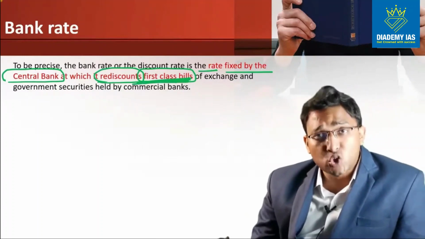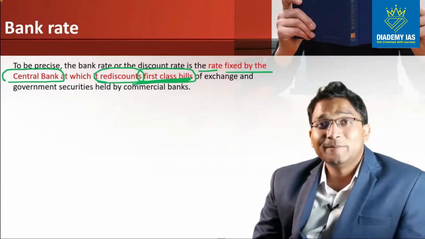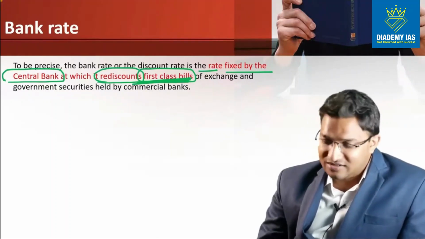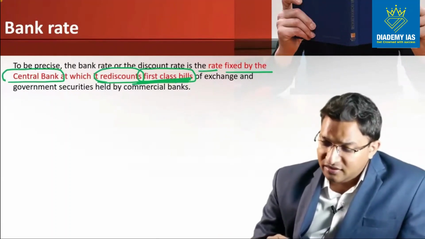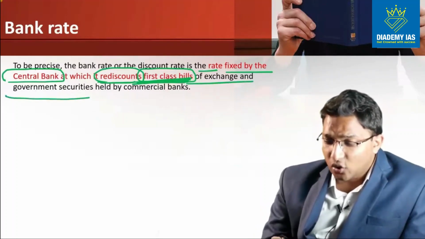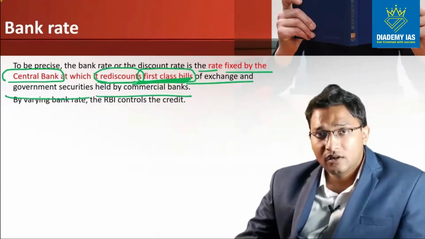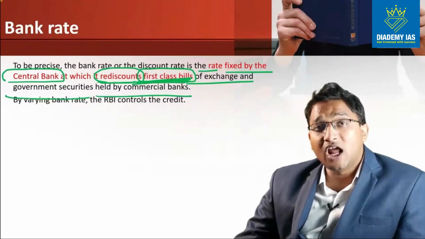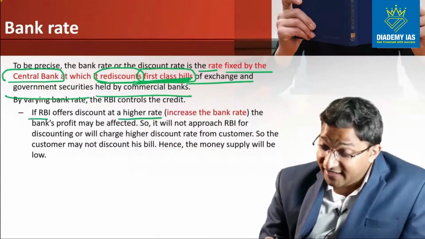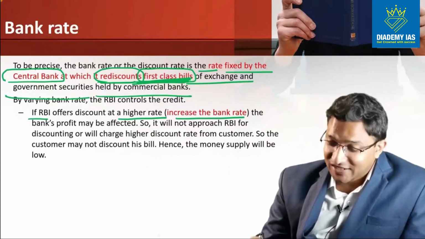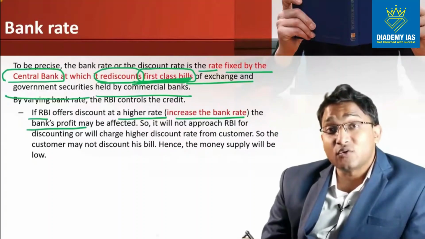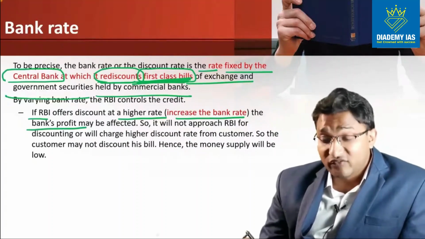The credibility of the issuer has to be checked. So if Mr. B is not credible enough, then Mr. B's bill of exchange will not be discounted. The RBI rediscounts first class bills of exchange and the government securities held by the commercial banks. By varying the bank rate, the RBI controls the credit. If the RBI offers discount at a high rate, that is, the bank rate is increased, the bank's profit will be reduced, right?